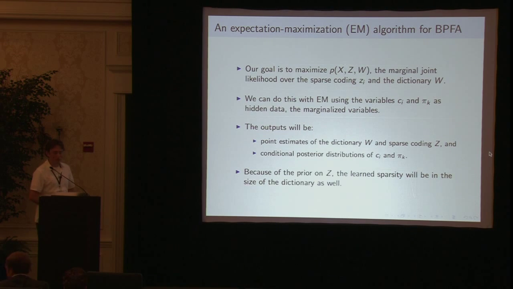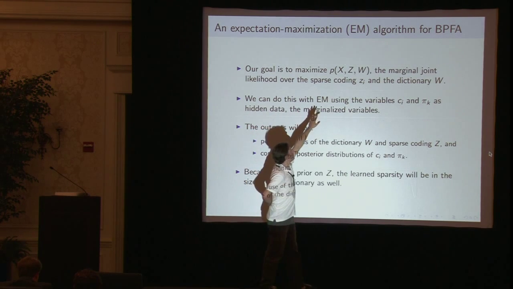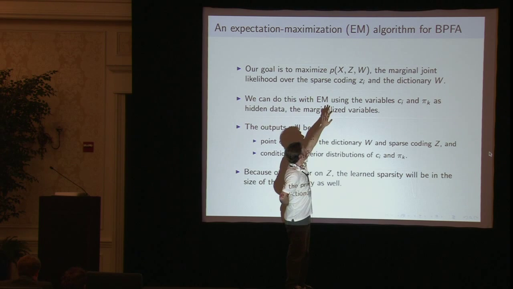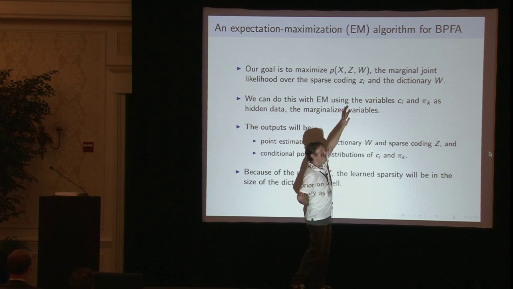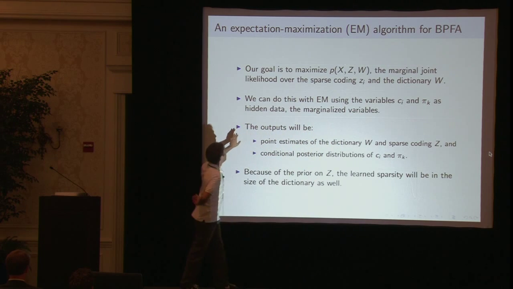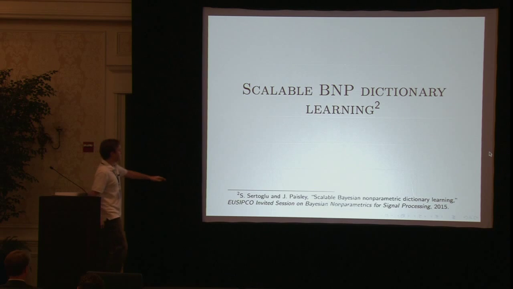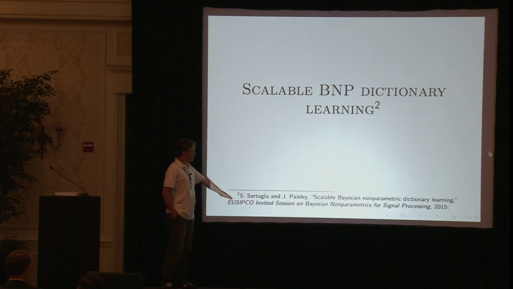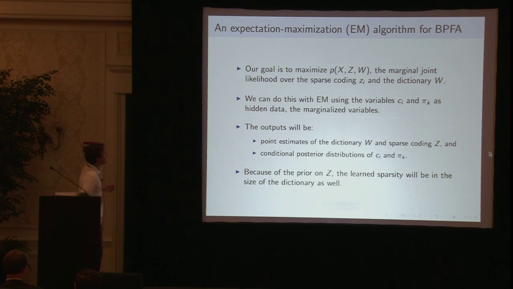OK. So our goal now in a Bayesian view of this problem is to maximize this marginal likelihood on the data. So that's the fixed thing, the sparse coding matrix. These are just the binary encoding matrix and the dictionary. That's what we want to do in this problem. And since I won't get probably through all of it, this is in a very short, easy to read, hopefully, EUSIPCO invited session paper on Bayesian nonparametrics for signal processing.